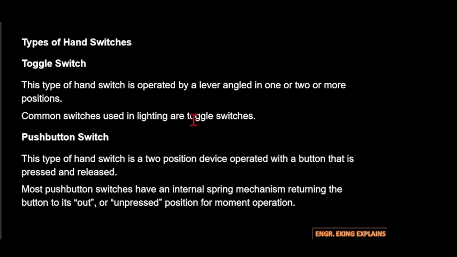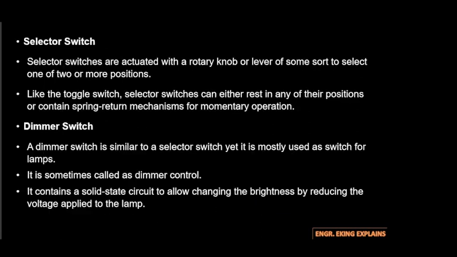Push button. The push button is a two-position device operated with a button that is pressed and released. Most push button switches have an internal spring mechanism returning the button to its out or unpressed position for momentary operation. So after pushing the button, when we release it, it returns to its normal position. Others have a magnetic latching mechanism inside, so when we press it, it does not return. But when we press again, it goes back to its normal position. That depends on the type of push button switch.